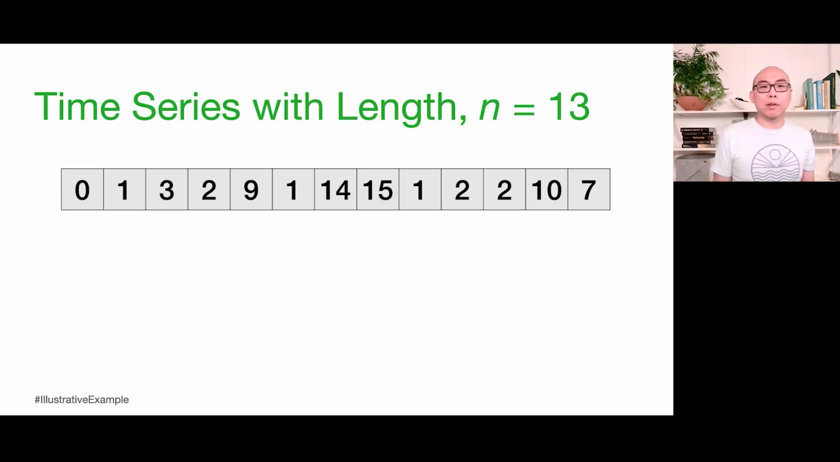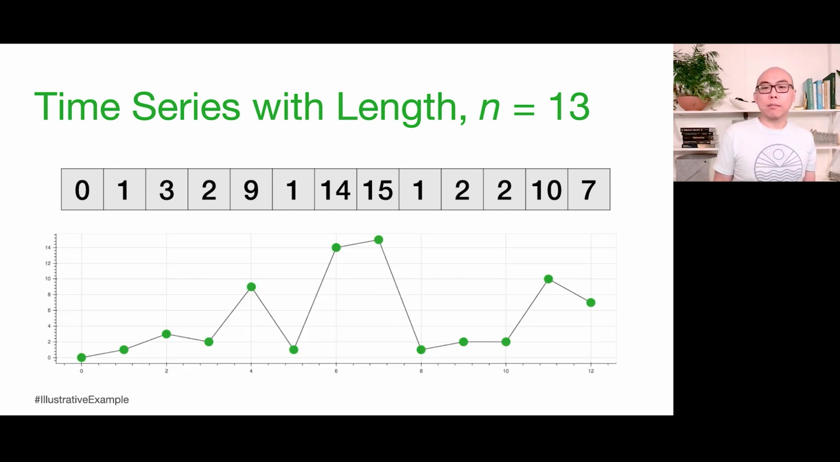So let's start with an illustrative example. Here's a time series of length 13. Anything interesting about this? You might notice that it's bounded between 0 and 15. Are there any repeating patterns? What if we plotted it? You can see that there's some highs and some lows.